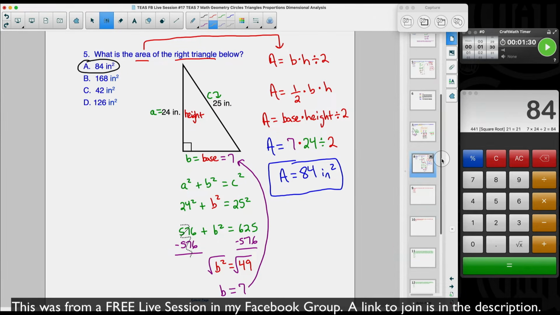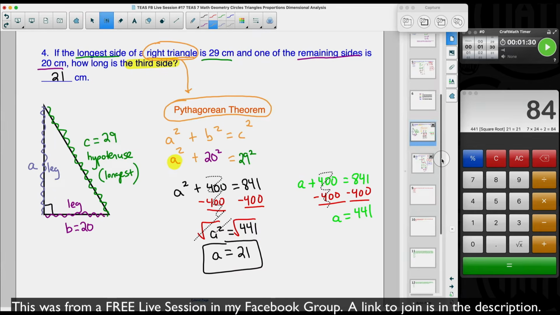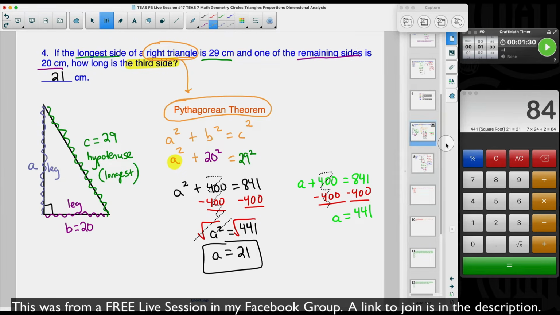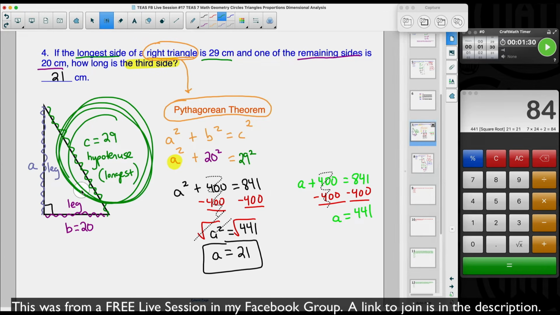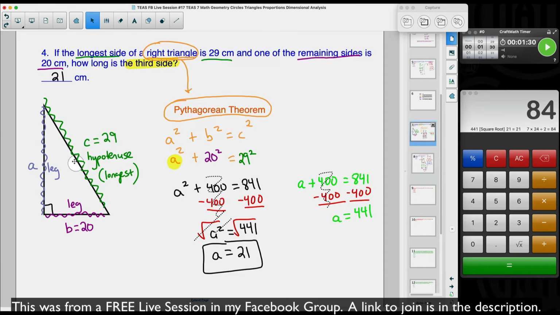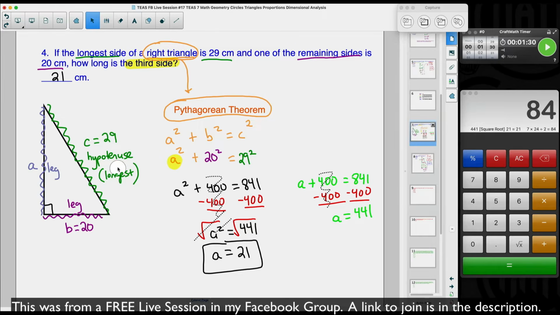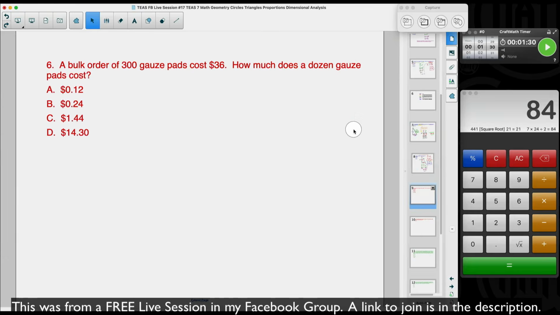And then Victoria says the longest side is always the hypotenuse, absolutely. And that's going to be right here, the side that does not make the right angle. This green side back here, y'all, does not make this right angle down here in this corner. That's always called the hypotenuse. It's always going to be the longest side. All right, rock and roll.